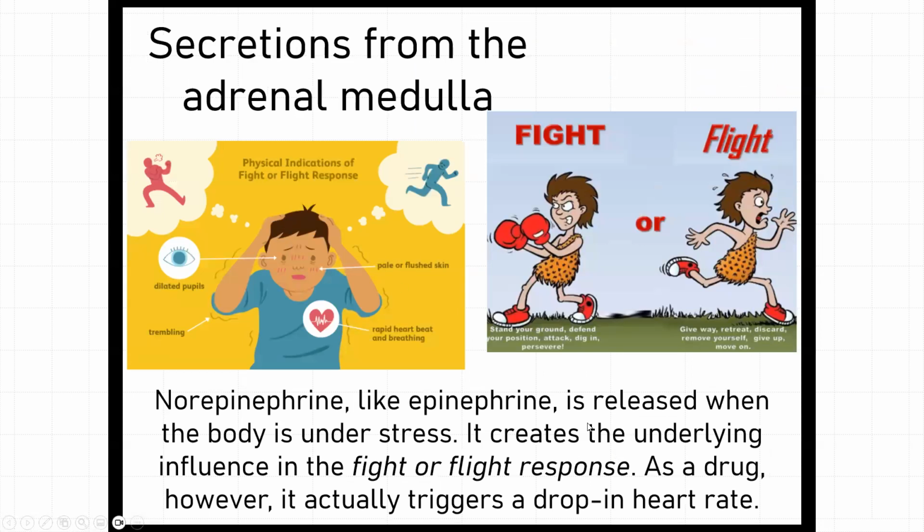We are discussing secretions from the adrenal medulla. Norepinephrine, like epinephrine, is released when the body is under stress. It creates the underlying influence in the fight or flight response. As a drug, however, it actually triggers a drop in our cardiac rate.